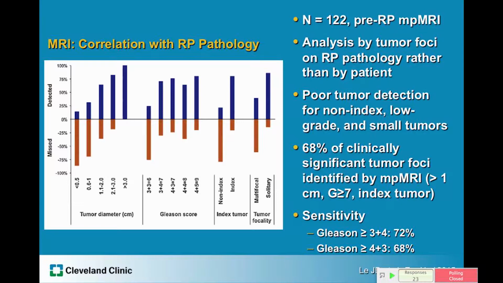But overall, they found a 68% rate of detection of clinically significant tumor foci, and that's defined as tumors greater than 1 centimeter, Gleason scores greater than or equal to 7, as well as index tumors. And they estimated that the sensitivity for MRI for the detection of Gleason 3+4 was 72%, and a little lower at 68% for Gleason 4+3.